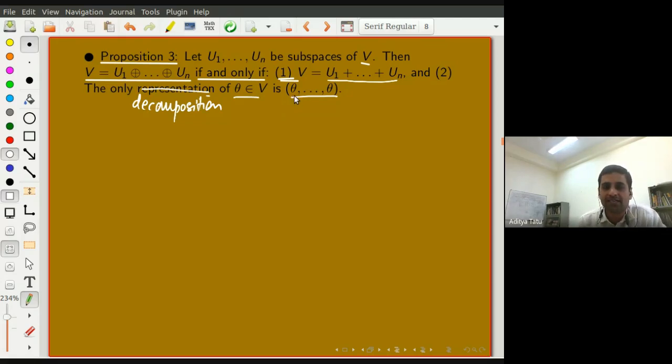And by the way, when I say the thetas in Ui, there is only one theta in V. It just so happens that each of the subspaces must contain that theta, and so I can write theta as theta plus theta, and so on, plus theta. That should be the only way in which we can decompose the additive identity of the vector space. If that is true, and the first condition is true, then the vector space V is a direct sum of these n subspaces.